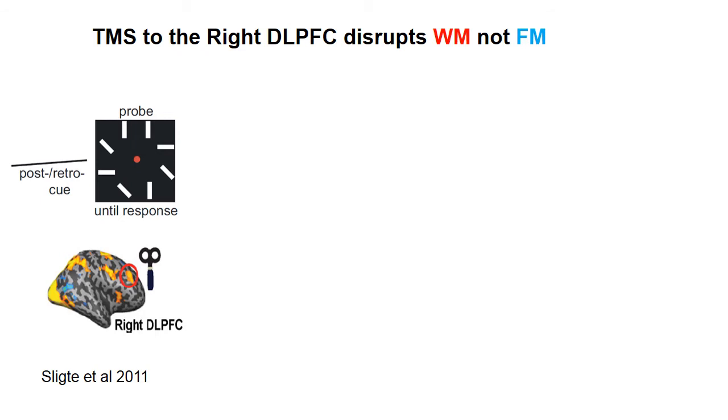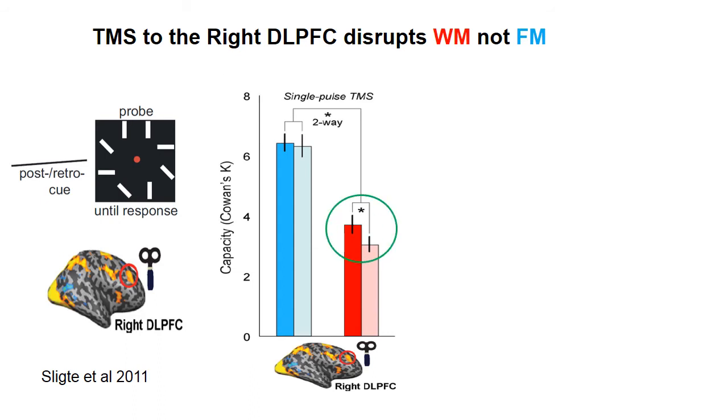We had subjects perform the change detection tasks with either post or retro cues, while TMS pulses were given during the interval between memory and test arrays. We found that working memory capacity, shown in red, suffered from the single TMS pulses on the dorsolateral prefrontal cortex, while fragile visual memory, shown in blue, did not.